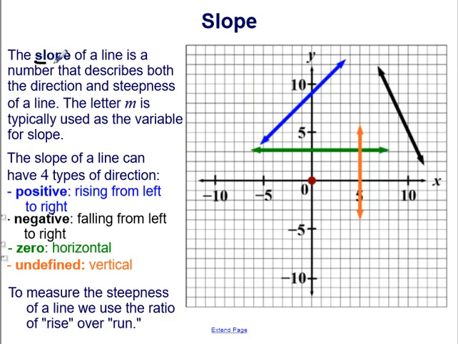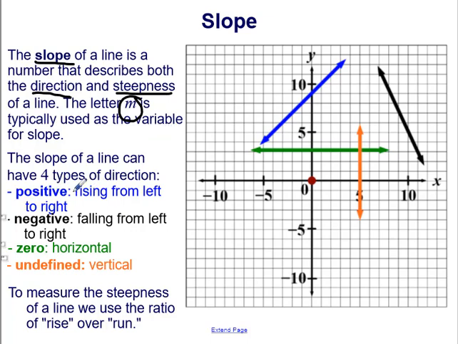The slope of a line is a number that describes both the direction and the steepness of a line. The letter m is typically used as the variable for slope. So whenever you see m in an equation, you should think slope. The slope of a line can have four types of direction.